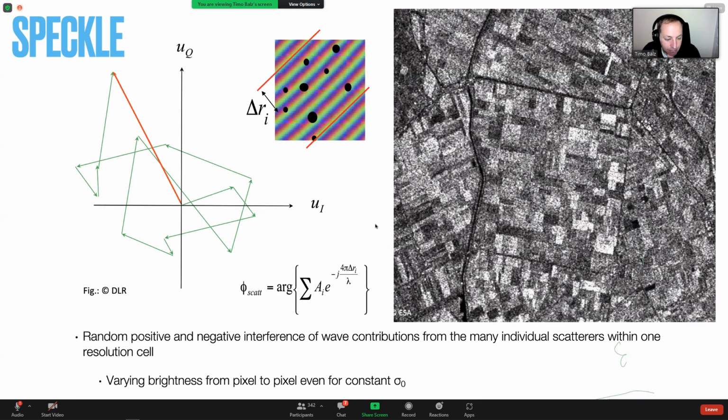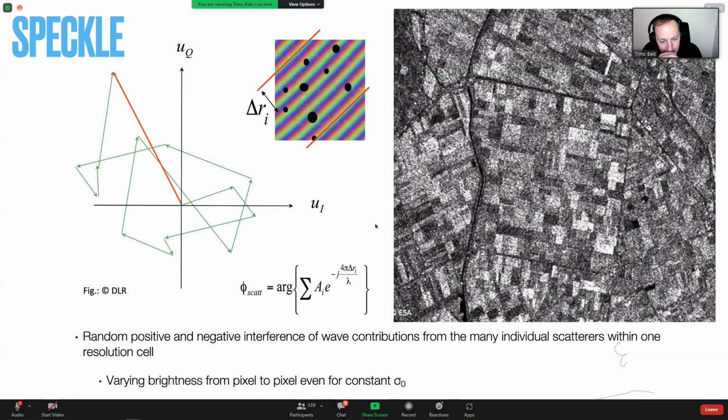It comes from the random positive and negative interferences of the waves from these different scatterers inside one pixel, inside one resolution cell. So if you have many small scatterers in one resolution cell, they reflect and then they interfere with each other, positively or negatively, right? That leads to some varying brightness, and it leads to this speckle effect, this noise on top of the image. It's not actually a noise because it is a signal, right? But in most cases, we can say it acts like a noise.